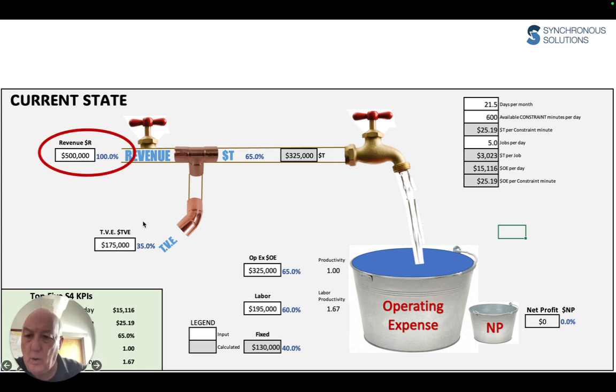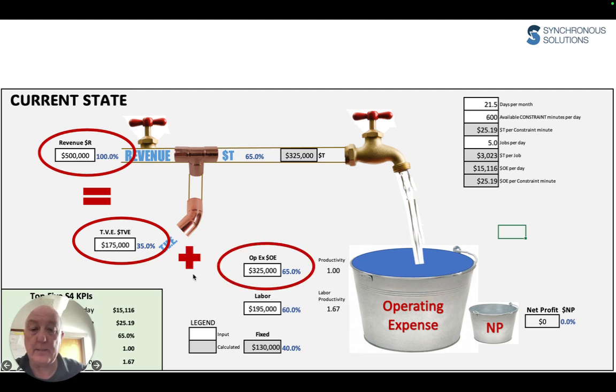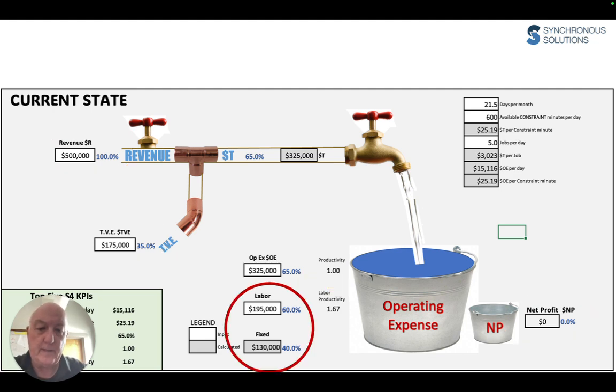One of the relationships that we're going to exploit here is the fact that 100% of your revenue is equal to what goes out to your suppliers, the 35% TVE, plus the operating expense, the money you spend to pay the bills, plus your net profit. So 35% plus 65% plus 0% equals 100%. 500,000 equals 175 plus 325. That's the simple math behind this diagram.